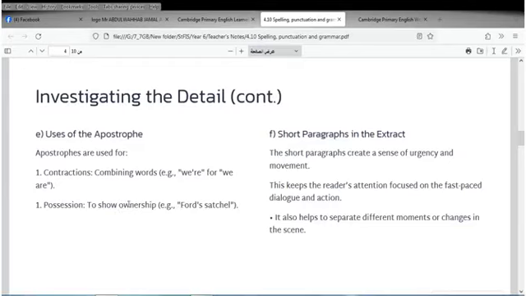And possessive, it is to show ownership or belonging. So instead of saying the statue of Ford, you will say Ford's statue. You will put apostrophe S after the noun. Now be careful. If the noun already has S, please don't put apostrophe S, just apostrophe. If the noun is plural and it has S, just put the apostrophe after the S, not apostrophe S. Be careful with that one.